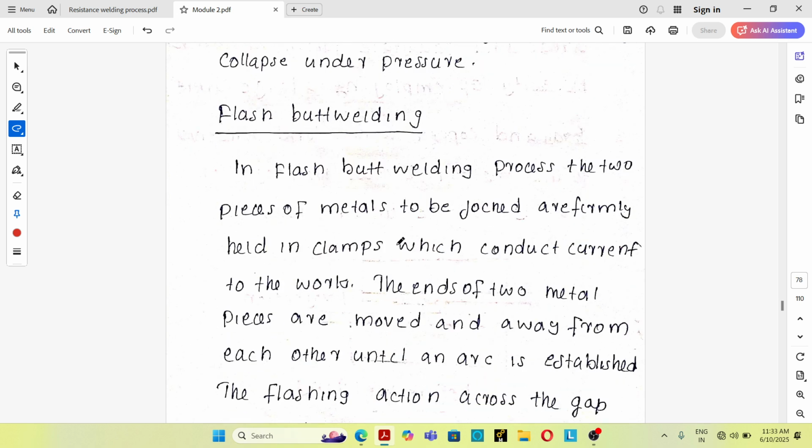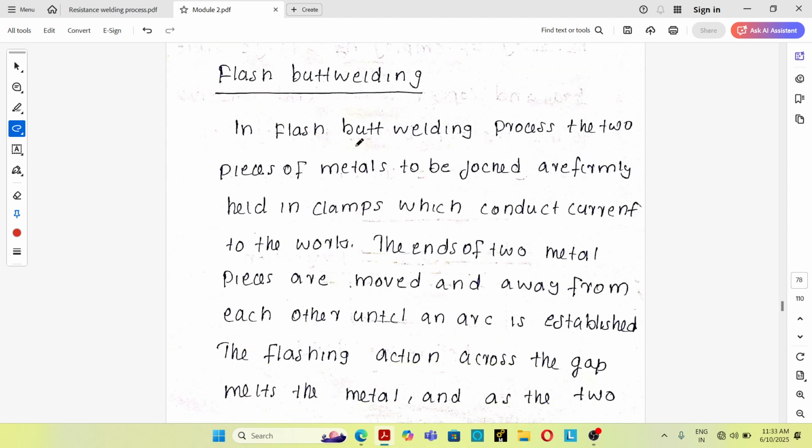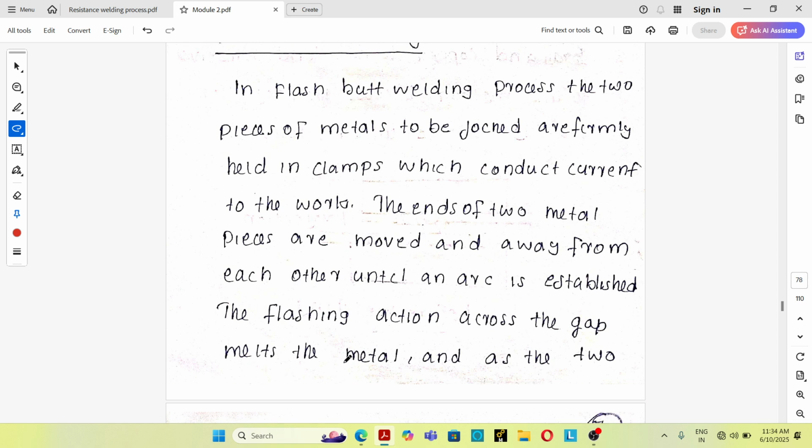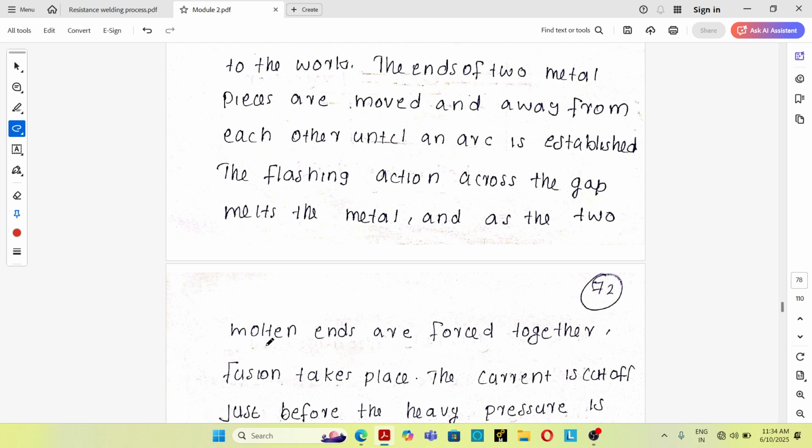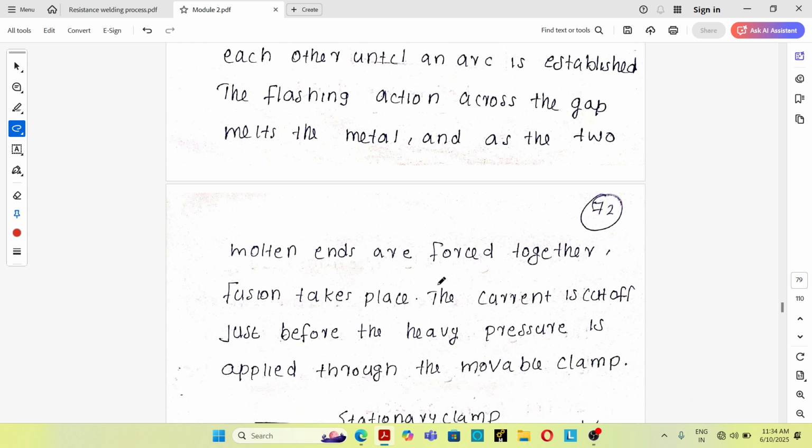Next one is flash butt welding. In a flash butt welding process, two pieces of metal to be joined are firmly held in a clamp which conducts current to the work. The two ends of the metal pieces are moved toward and away from each other until an arc is established. The flashing action across the gap melts the metal, and as the two ends melt and are forced together, fusion takes place. The current is cut off, and just before that, heavy pressure is applied through the movable clamp.